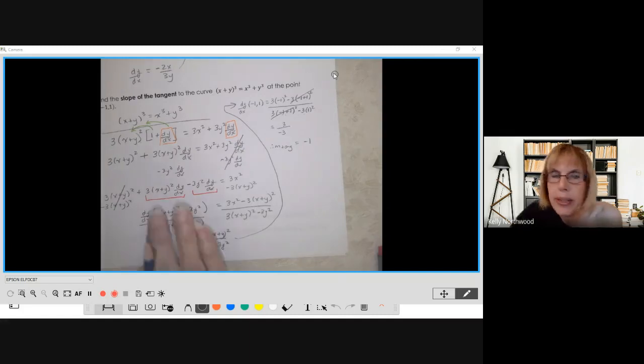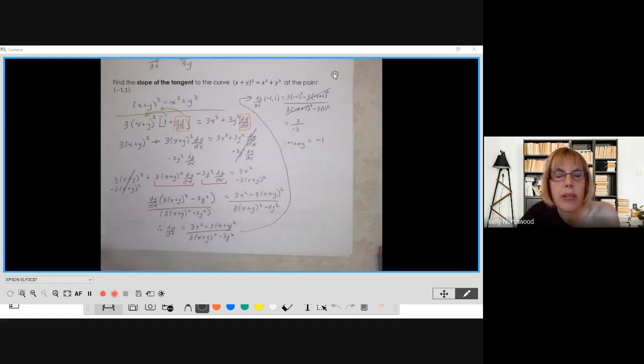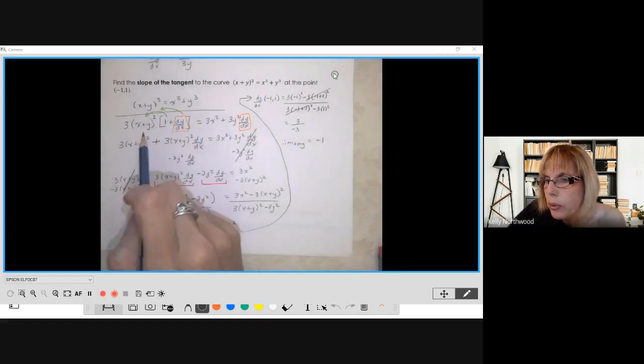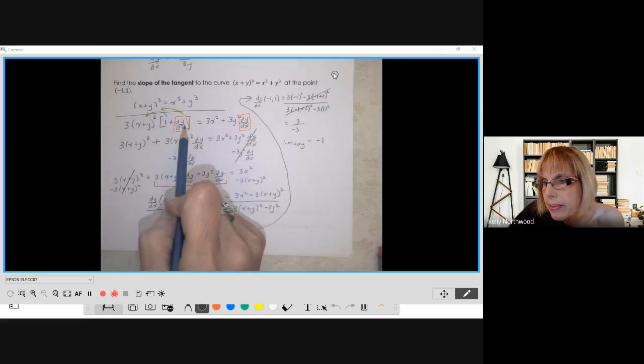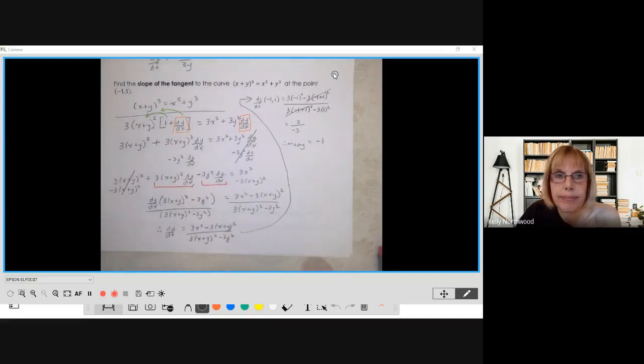Okay, so that's probably the most challenging one we've had so far, because it involved the chain rule and implicit differentiation together. Ms. Notebook? Yep.